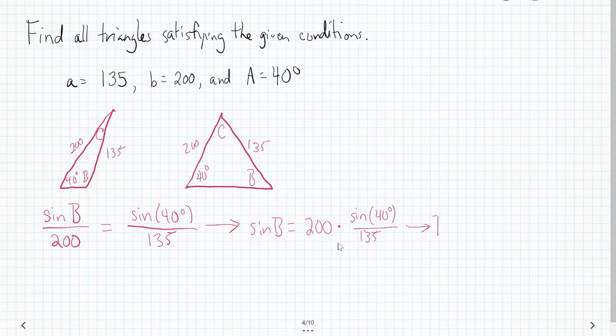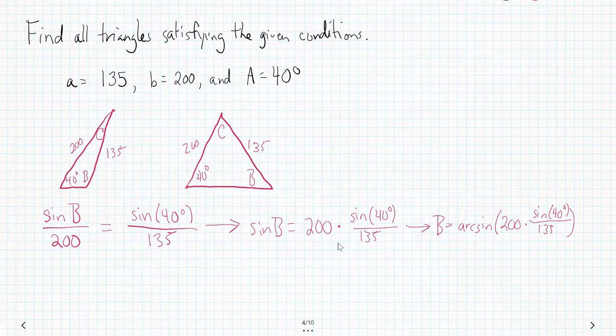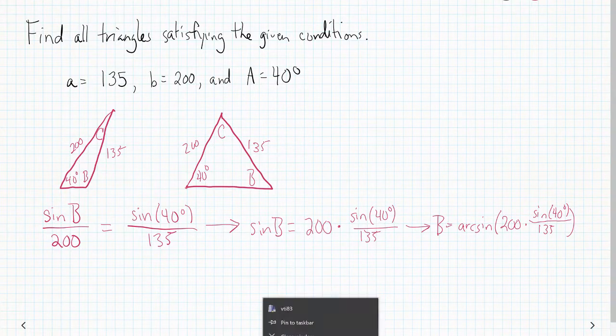Well, we have to take the arc sine. So B equals the arc sine of 200 times sine of 40 degrees all over 135 degrees, or not degrees, 135. And so this will give us an answer in terms of degrees too, is the other thing that we're going to be gunning for. So we're going to be trying to get this in terms of degrees.